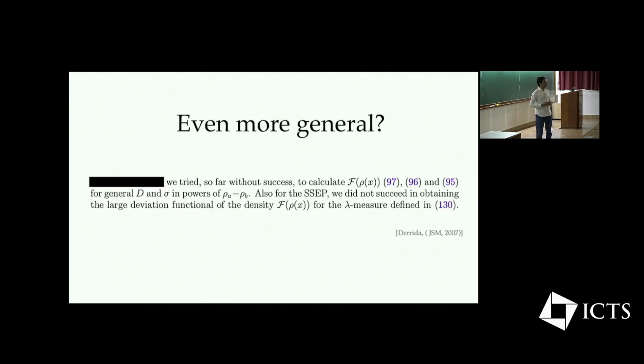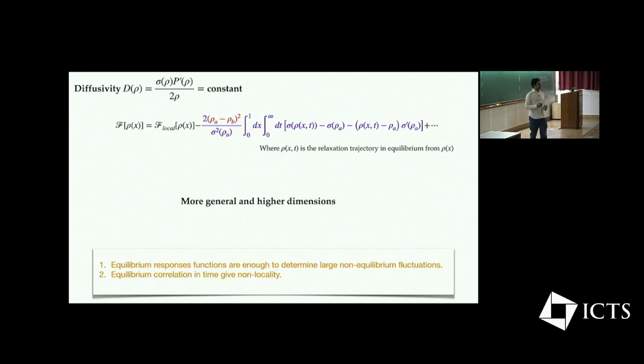Now, how about even more general cases beyond these examples? This problem was actually a bit tough. So I'm quoting from the review article of Bernard in 2007. In the conclusion, he says that we tried so far without success to compute this functional for a general system up to the second order in powers of rho A minus rho B. Okay? Now, that you can actually do now.